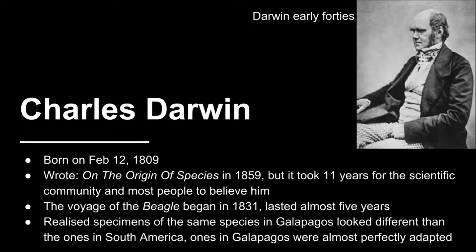The voyage of the Beagle began in 1831 and lasted almost 5 years. The Beagle was a ship. While on the voyage, Charles Darwin realized that specimens of the same species in the Galapagos looked different than the ones in South America, and the ones in the Galapagos were almost perfectly adapted.